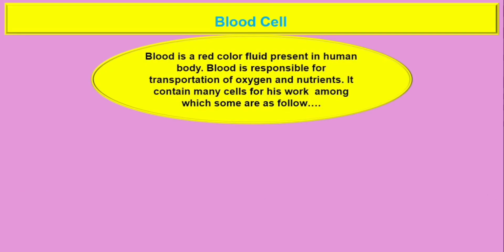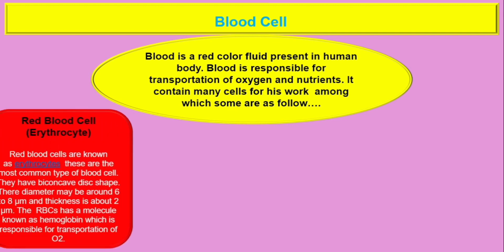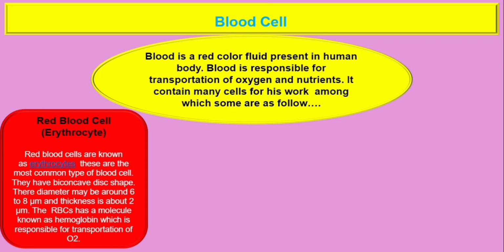Blood is responsible for the transportation of oxygen and nutrients. It contains many types of cells. Among these, some are as follows. Number 1, red blood cells. Red blood cells are also known as erythrocytes. These are the most abundant type of blood cell. They have a biconcave disc shape. Their diameter is 6 to 8 micrometers and thickness is about 2 micrometers. The red blood cell has a molecule known as hemoglobin, which is responsible for the transportation of oxygen.